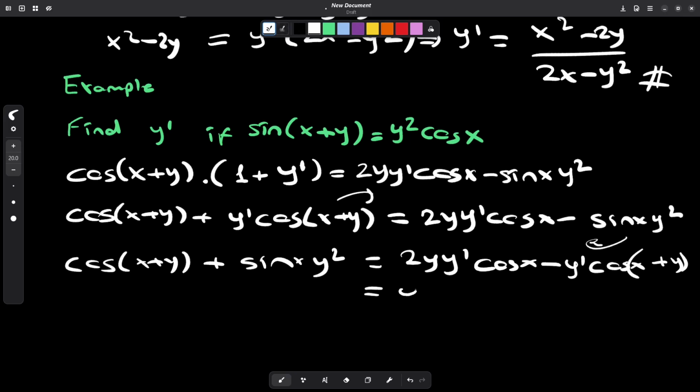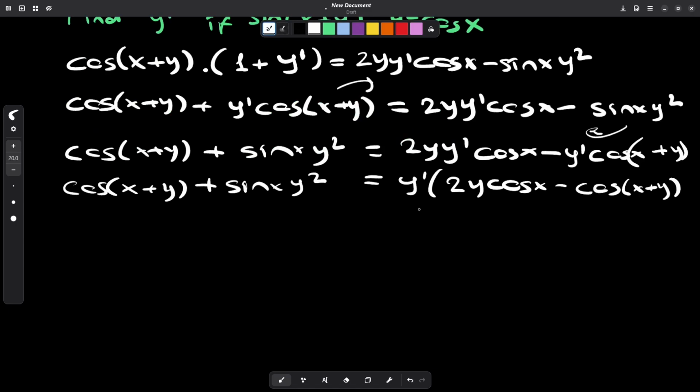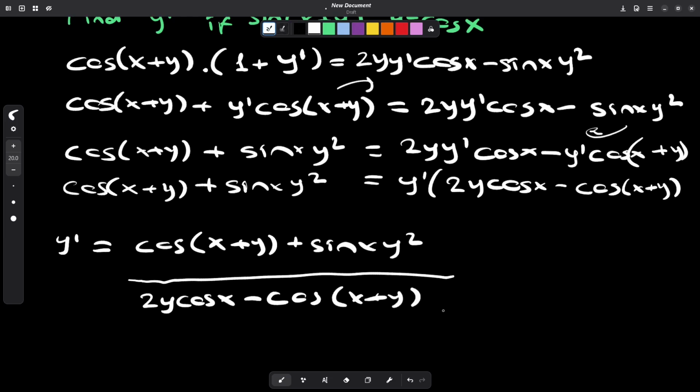Again, factorizing y derivative, 2y cosine x minus cosine of x plus y is equal to cosine of x plus y plus sine x y squared. It's really easy to leave y derivative alone from here, which is equal to cosine of x plus y plus sine x y squared over 2y cosine x minus cosine of x plus y.